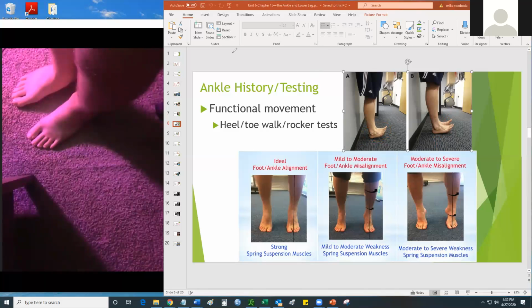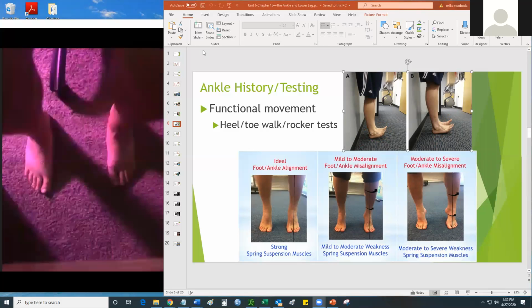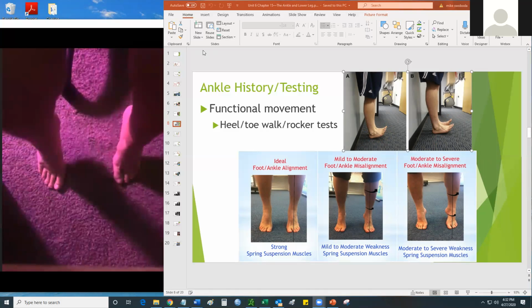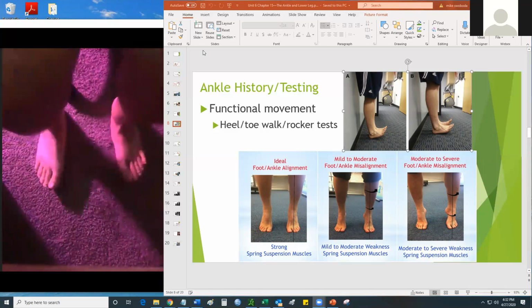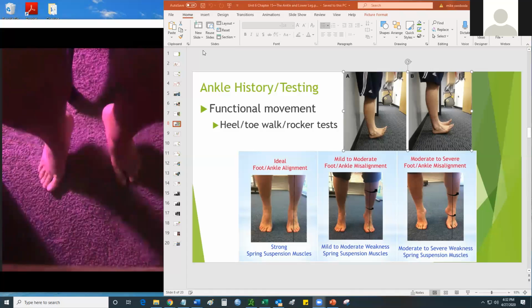Now, if you have, say, a misalignment in your foot and ankle, you would do the toe walk test where you would go up on your toes and you would try to rock back and forward. If you get on your toes and you start rotating outward, that's a signal you have a misalignment in your foot and ankle.